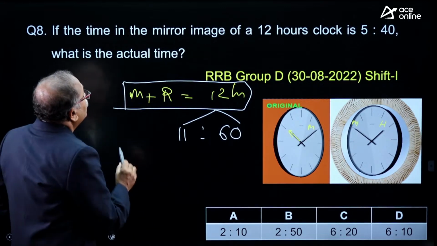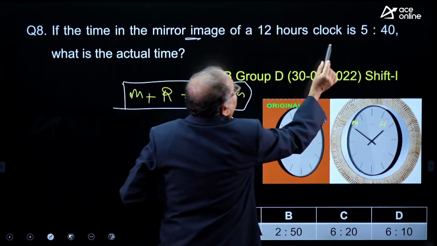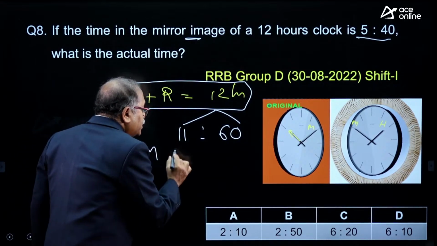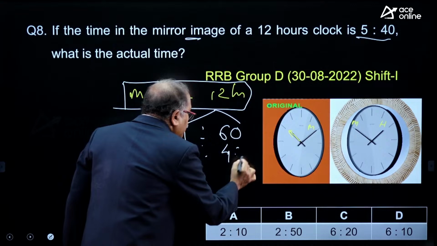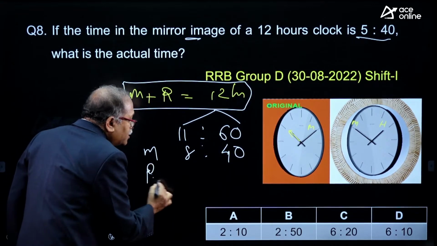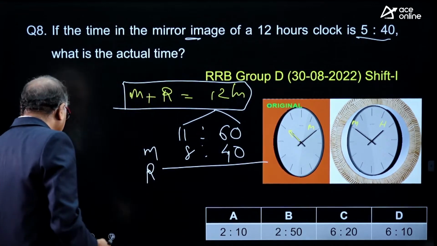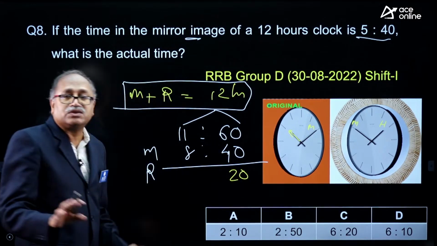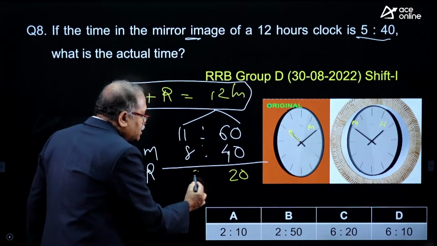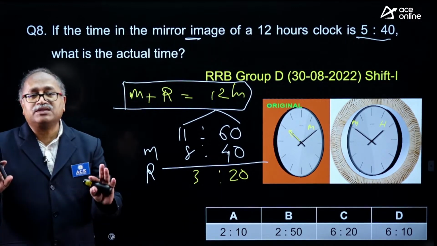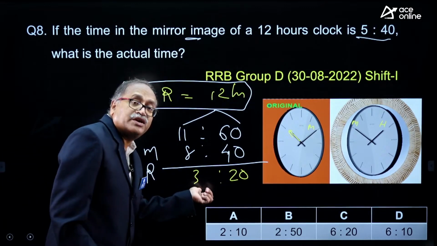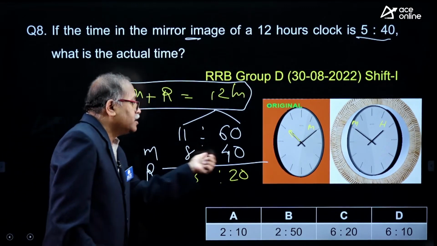Okay. Now which mirror image is there for us? That is 8:40. So if the mirror image is 8:40, then the actual time, the real time, will be the difference of this: 60 minus 40, that is 20, and 11 minus 8, that is 3. That means the real time is 3:20. If the mirror image is 3:20, then the real time will be 8:40.